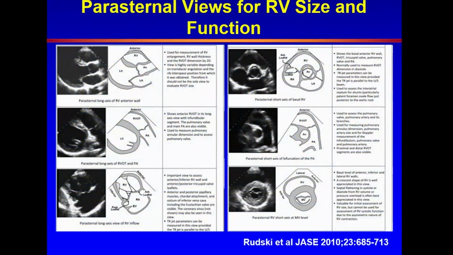Okay, what are the views that we rely on? The first look we have at the RV is in the parasternal long axis view. That view gets you to see part of the anterior wall of the outflow tract. You see it at the top here. There are some thoughts that you can use this to get some measurements of wall thickness. As you can see, the resolution is not that great, that you are comfortable I see the whole wall thickness.